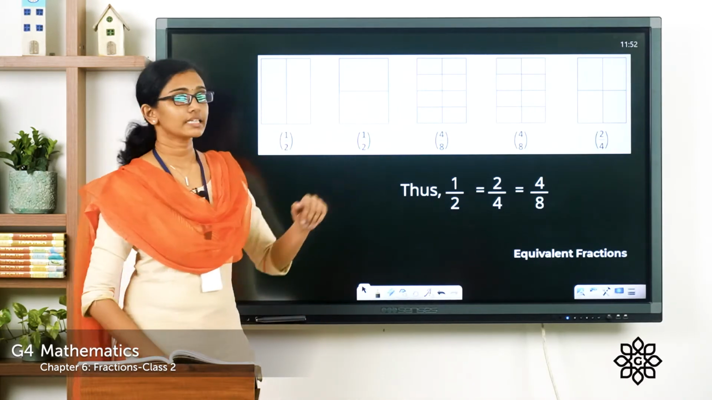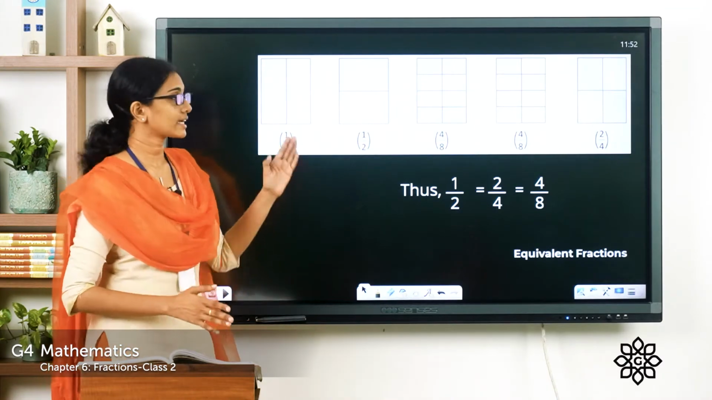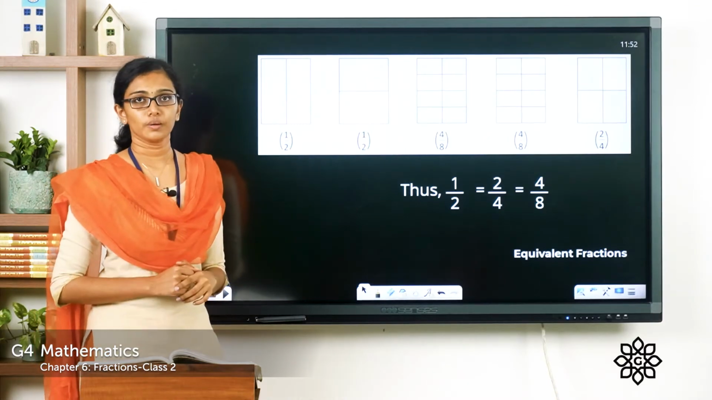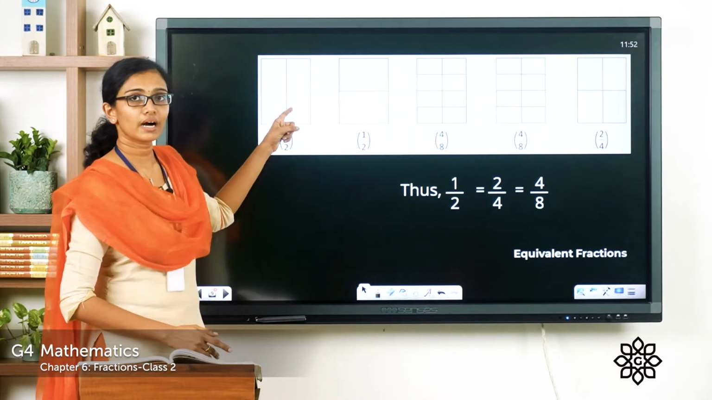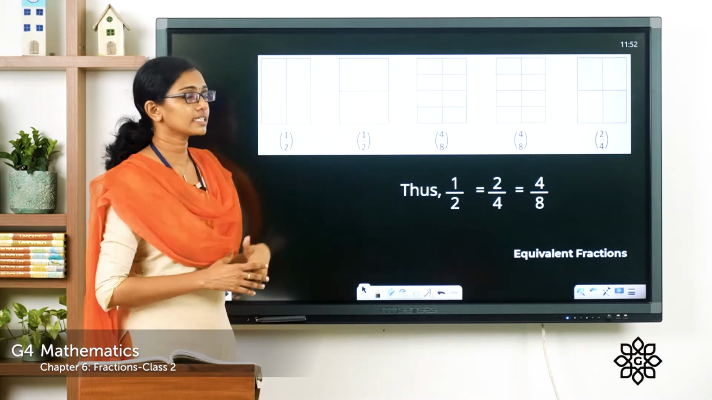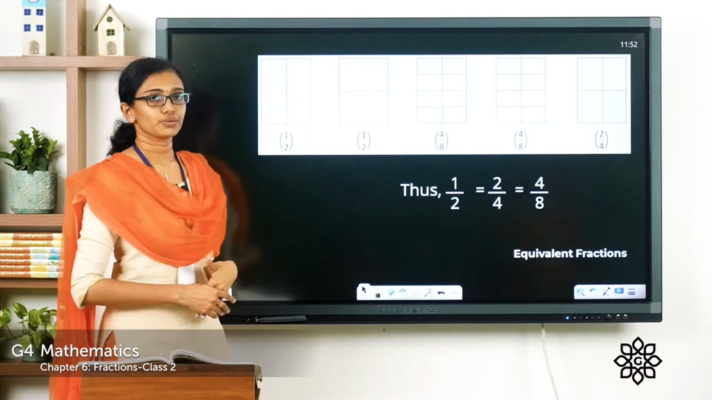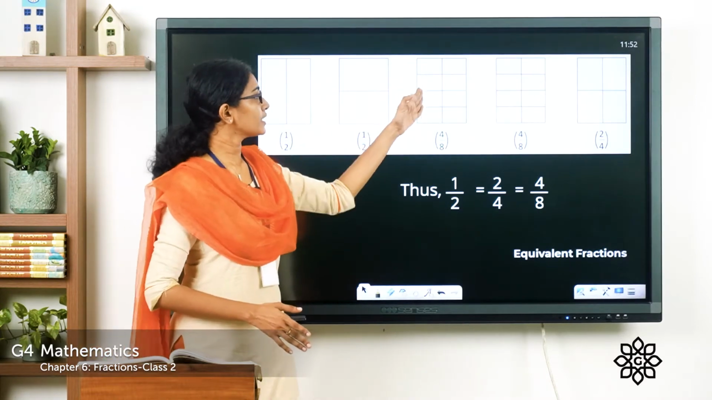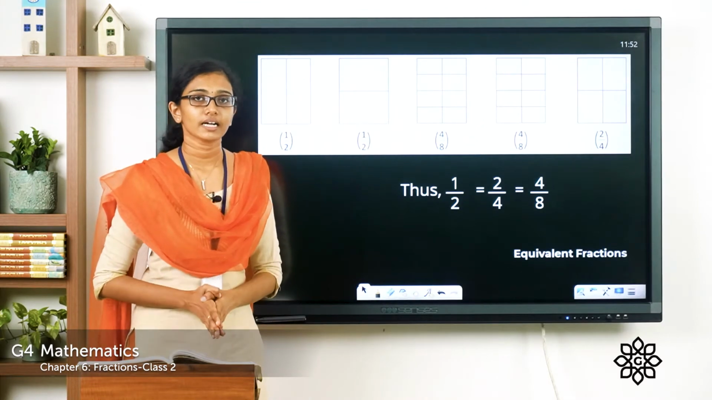Now look at these figures given here. We can see rectangles here. In the first case, the whole rectangle, one whole, is divided into two equal parts and one part of it is colored. So what is the fraction of the colored part in this case? It is 1 by 2. Here also the rectangle is divided into two equal parts. The fraction of the colored part is 1 by 2. Here the whole rectangle is divided into 8 equal parts and 4 out of these 8 equal parts are colored.